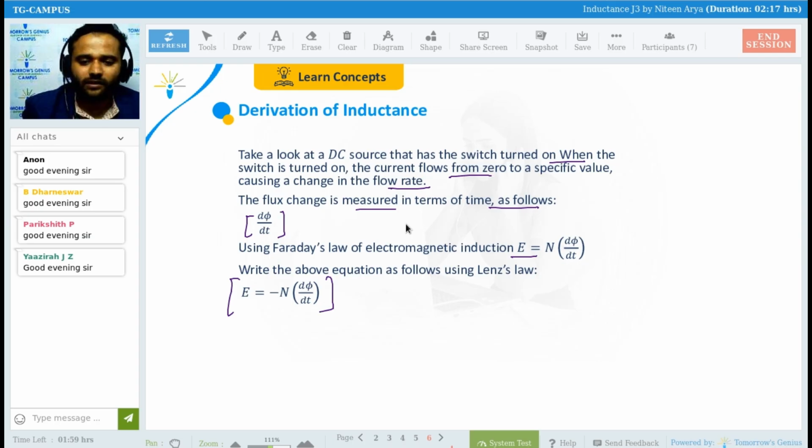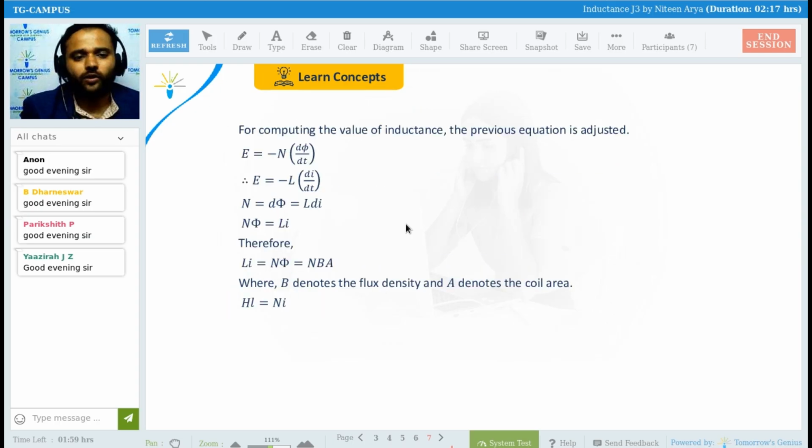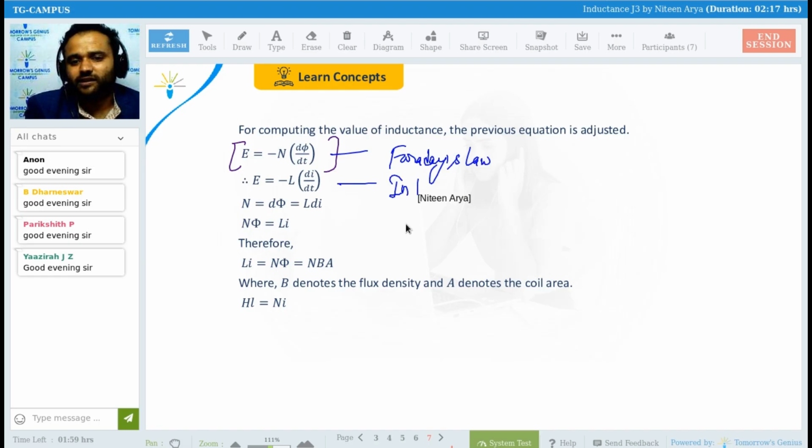We have already done this in great detail. Go and check it out if you don't understand right now. For computing the value of inductance, the previous equation is adjusted: E equals minus N dφ/dt, or E equals minus L di/dt. This is my Faraday's law, and this is the inductance.